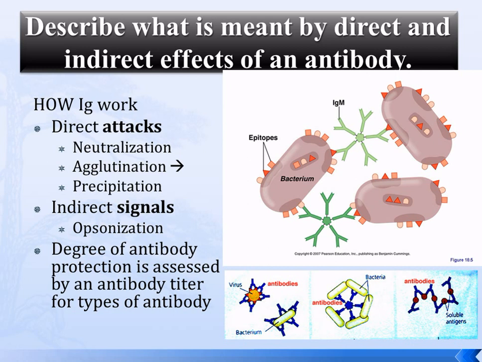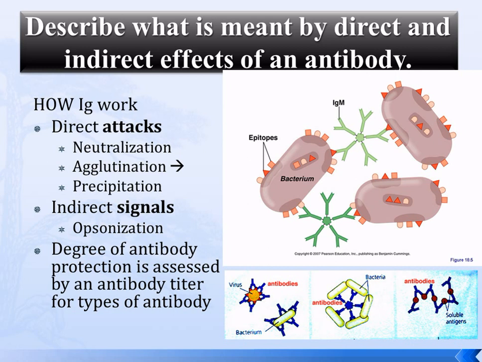Which one do you think is more powerful? One antibody directly attacking this one bacteria, or one antibody attacking the bacteria and turning on an immune response more significantly? Stopping one bacteria or triggering a response to stop thousands.